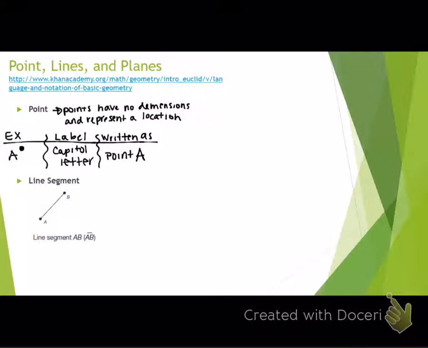So again, points do not have any dimension to them. They're just like a location on something. For us, a line or a segment or a ray or an angle or a plane, whatever we are talking about at that point, okay? So that is what a point is.